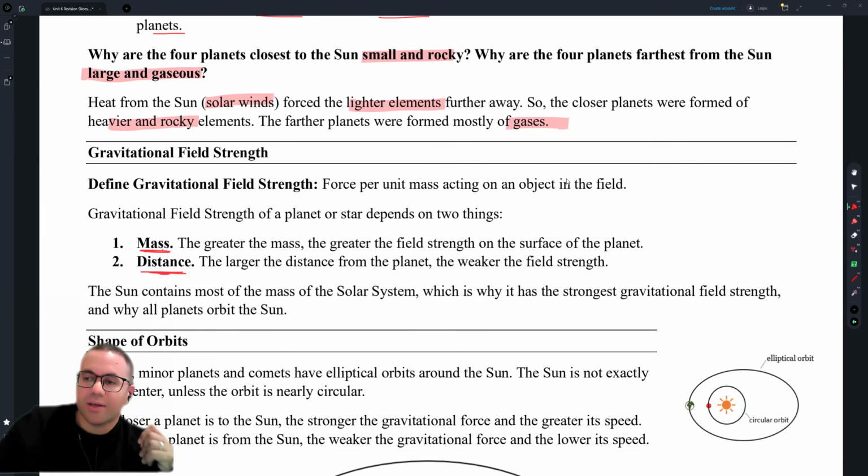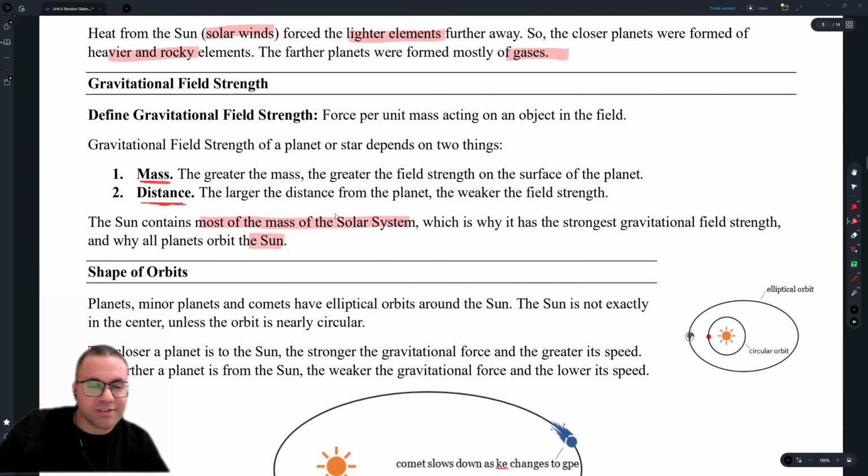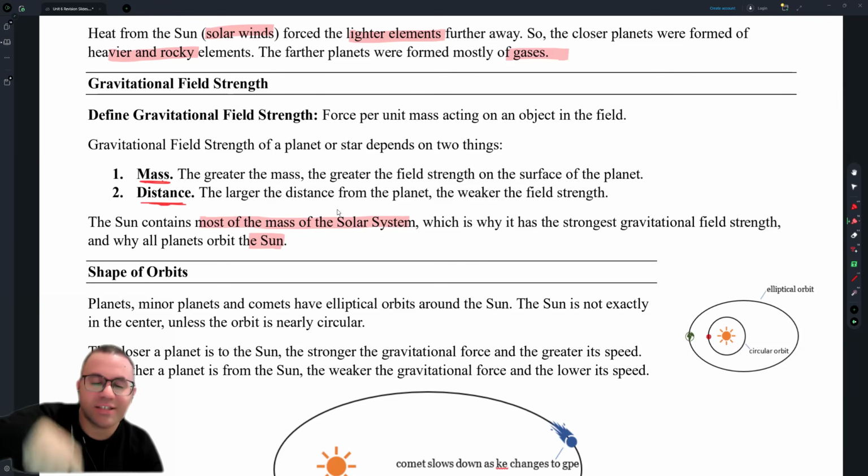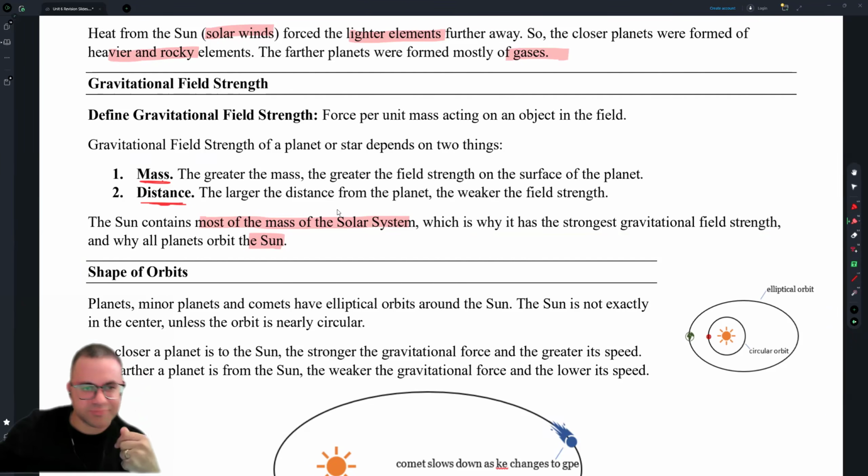Now, this means that the sun has most of the mass of the solar system. How do I know that? Because everything orbits the sun. All the planets, all these big, heavy, chunky planets orbit the sun, which means the sun has the strongest gravitational field of everything in the solar system. So it's keeping everything in orbit around it. It's got the strongest field. Okay?